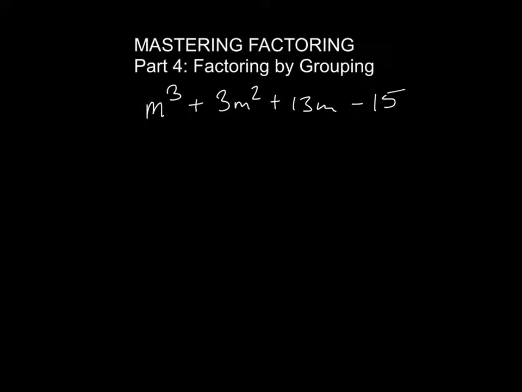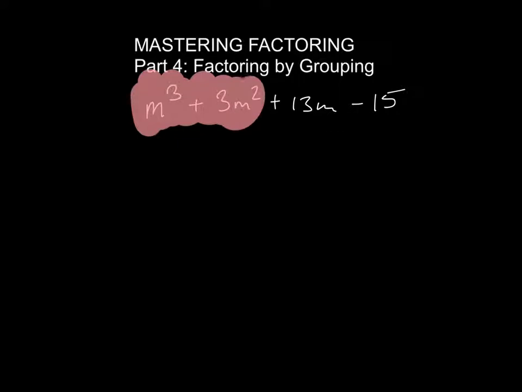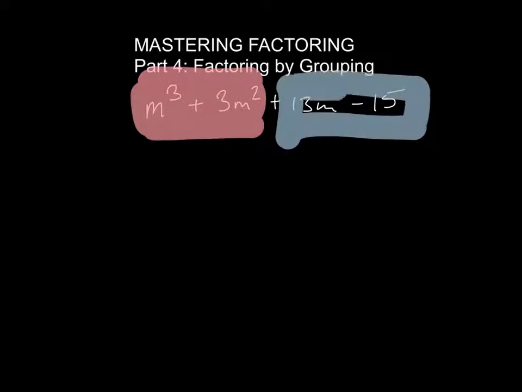We'll try to factor this in a similar way to the previous problems. There is no common factor among all four terms, so we'll skip ahead right to grouping. Our first group, m to the third power plus 3m squared, and our second group will be 13m minus 15. Now the first group can be factored. M to the third power plus 3m squared has a common factor of m squared. And when we factor out the m squared, we're left with m plus 3.